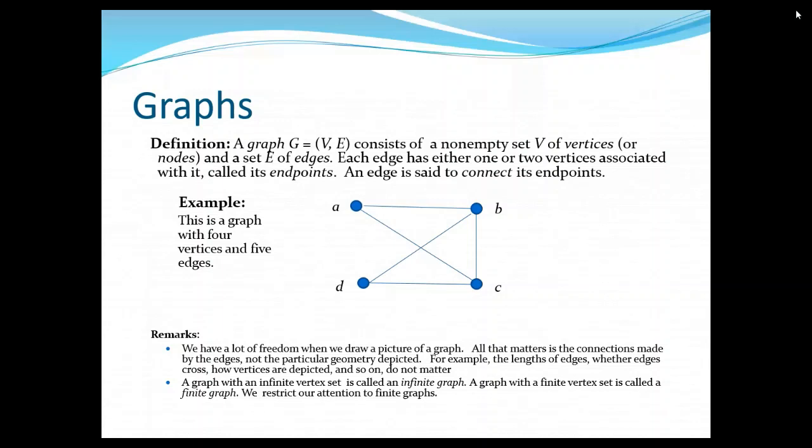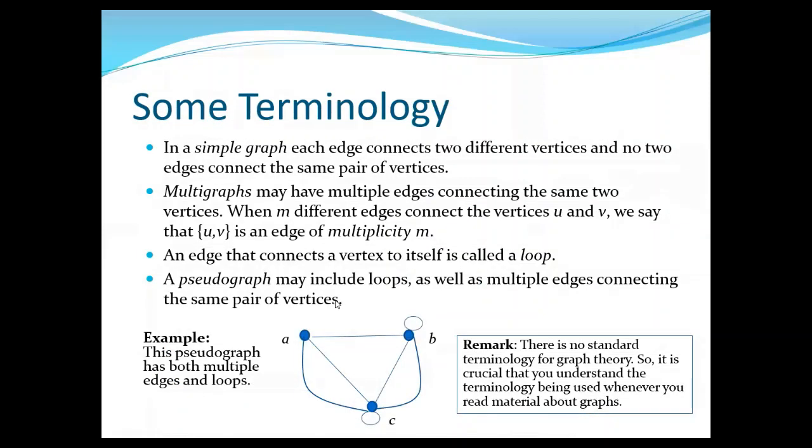Okay, so in this example, we have 4 vertices, which are A, B, C, and D. And these lines are called edges. Okay, so we have 4 vertices and 5 edges for this graph. Okay, so that's the definition of graph. We have vertices and we have edges. Okay, and we have different types of graph based on the edges that we have. So one is simple graph, second is multigraph, and third is pseudograph.